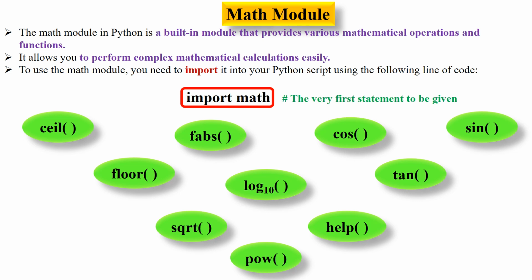Let's discuss the math module. The math module in Python is a built-in module that provides various mathematical operations and functions. It allows you to perform complex mathematical calculations easily. To use the math module, you need to import it into your Python script using the following line of code: import math. This is the very first statement to be given. Let's discuss the given functions one by one.